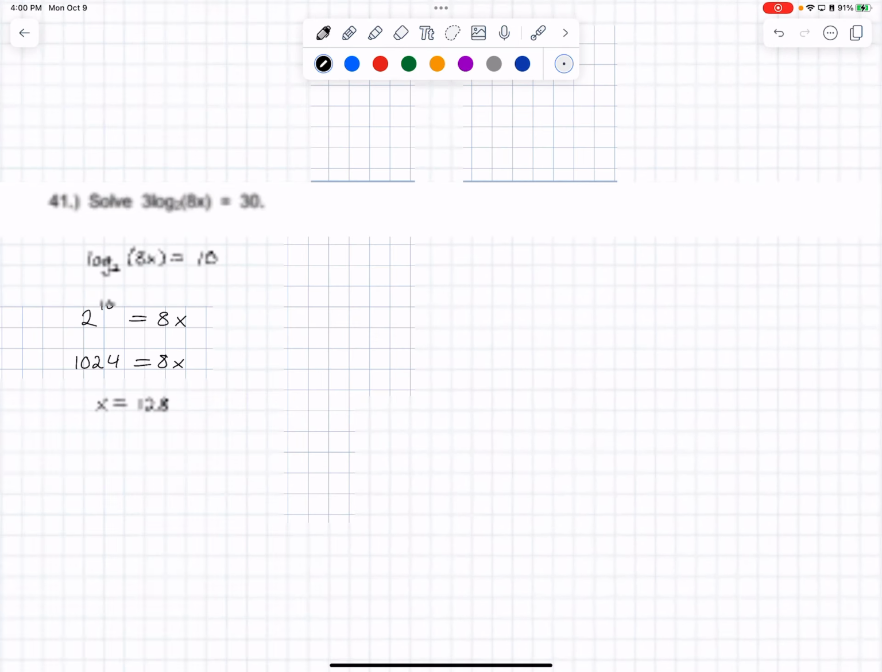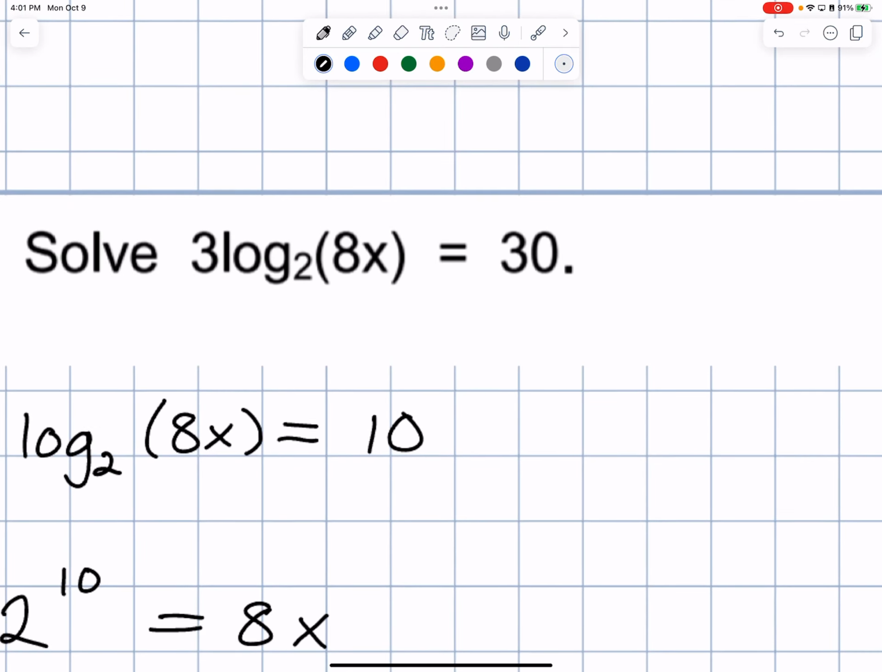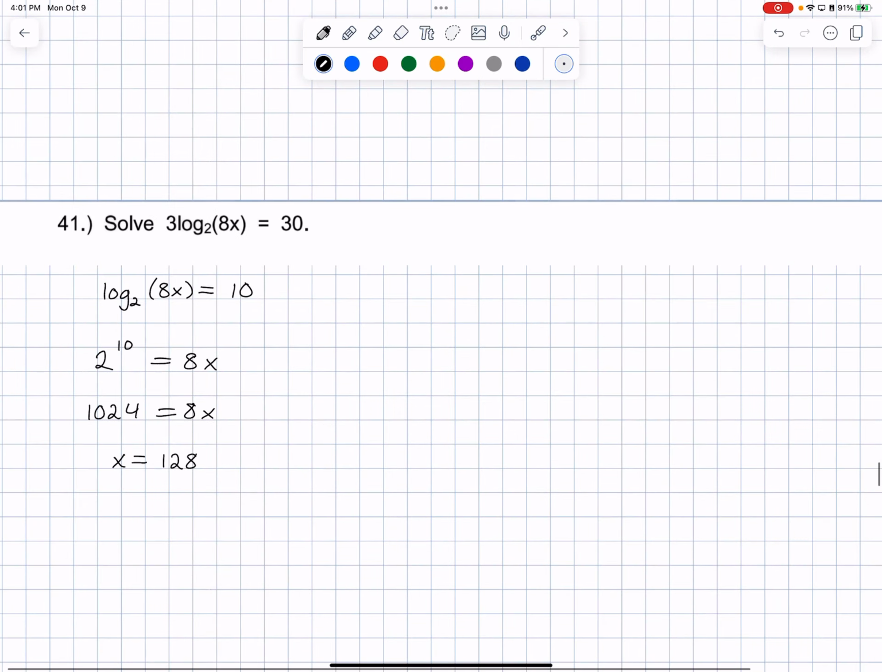All right. The trick is, get the logarithm by itself, rewrite it as an exponential. Or, get the exponential by itself, rewrite it as a logarithm. That's the strategy for these kinds of equations. Do we have any questions?